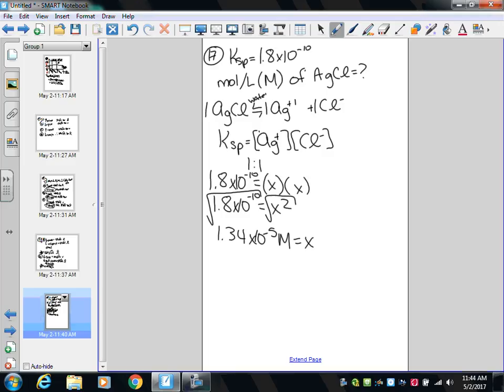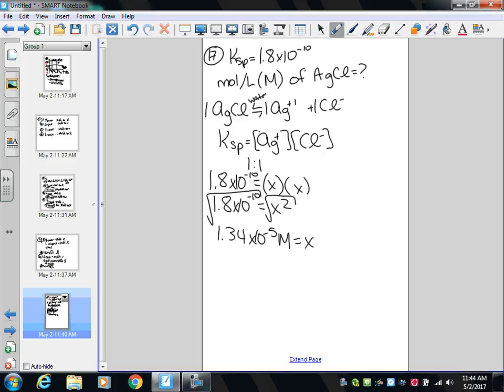So my 1.8 times 10 to the negative 10 square rooted is 1.34 times 10 to the negative 5 with a capital M, or moles per liter, because remember we're finding that concentration. This one's going to have units. Because it's a 1-to-1-to-1 really, they're all ones. My question was how many moles per liter of silver chloride will be in it, right?